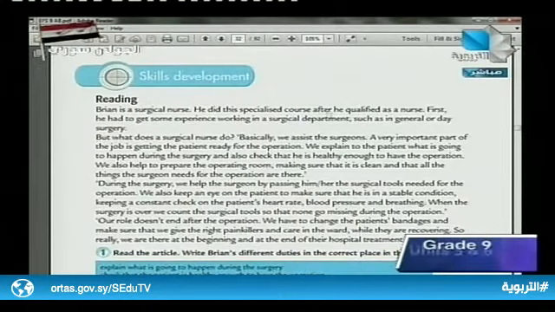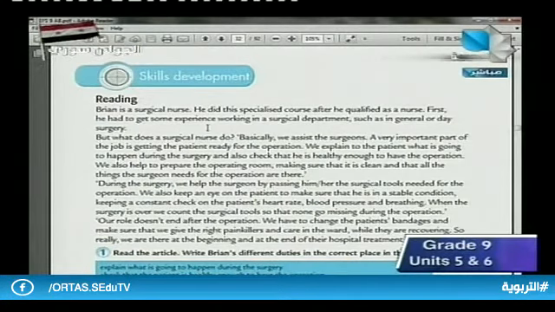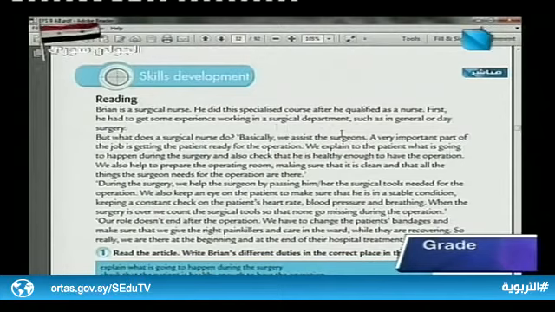Page 30, yes. At page 30 we have another text, in fact, about a person called Brian. And Brian is a surgical nurse. No, he. Brian is the name of a male, not a female. He did this specialized course after he qualified as a nurse, so he is a nurse. What can you tell us about Brian? What else? He is qualified and he has several years of experience working in critical care and emergency, caring about his patients.